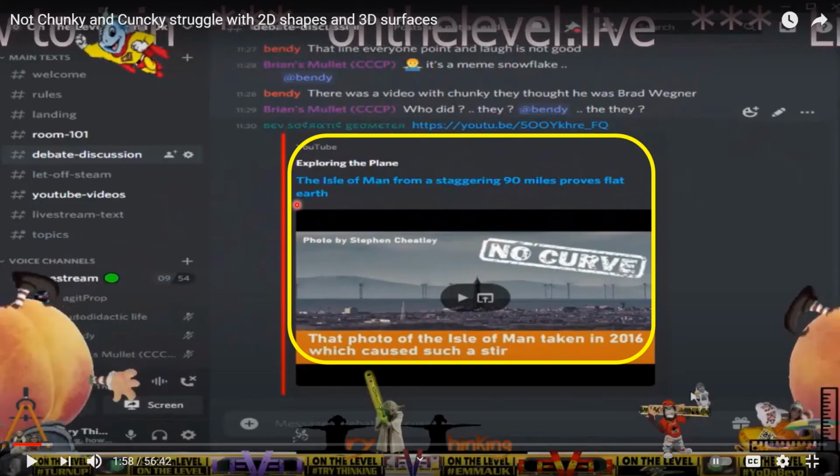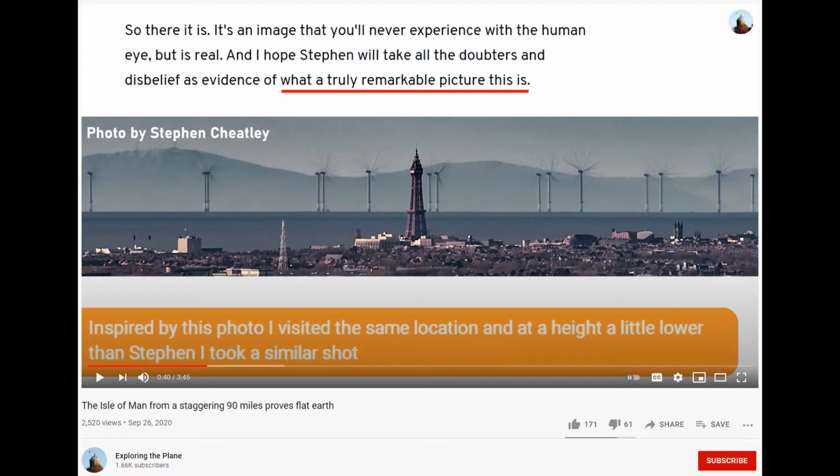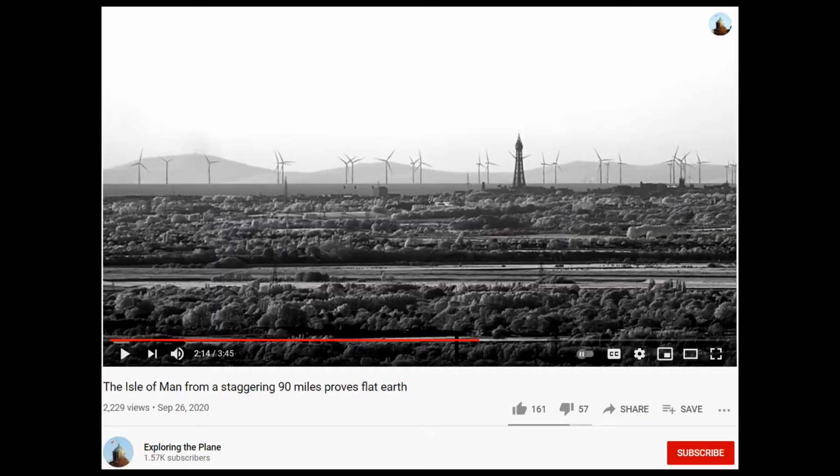Now, I'm going to use this video by Exploring the Plane that was promoted on Bev's channel and show you that the evidence actually supports the globe. Exploring the Plane saw this photograph by Stephen Cheatley and went out to the same area to see if he could duplicate this. And he did a good job. Here is Exploring the Plane's photograph.